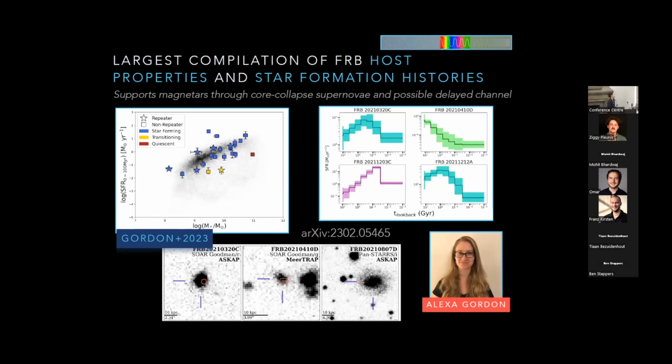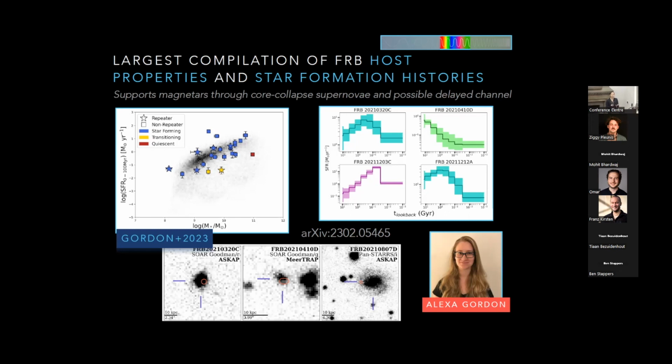Okay, so moving on into the optical regime, Alexa Gordon, who is also here at the conference this week, recently released the largest compilation of FRB host properties and star formation histories. What we see in the top left panel is that FRB hosts really do seem to trace the star forming main sequence of galaxies. So they do exhibit quite a range of star formation rates and stellar masses. And there is some evidence that perhaps the hosts of repeating FRBs extend to lower masses and luminosities when compared to non-repeating events. In terms of the star formation histories, we find that most FRB hosts peak in their star formation in the last gigayear or so.